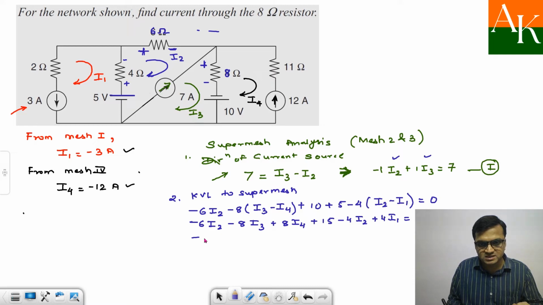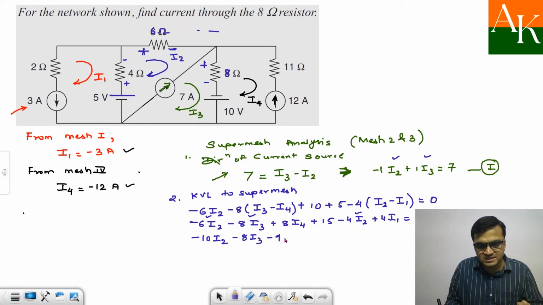So this will remain minus 6 I2 and this will be minus 4 I2, so this will become minus 10 I2. So I have accounted for the I2 terms, this one and this one. Minus 8 I3, that is the only term over here, minus 8 I3, so this I have accounted. Then 8 I4, so I will substitute I4 as minus 12.